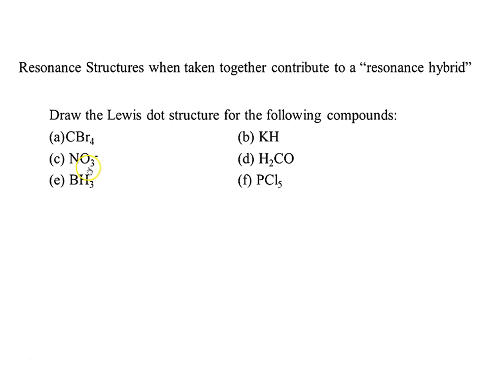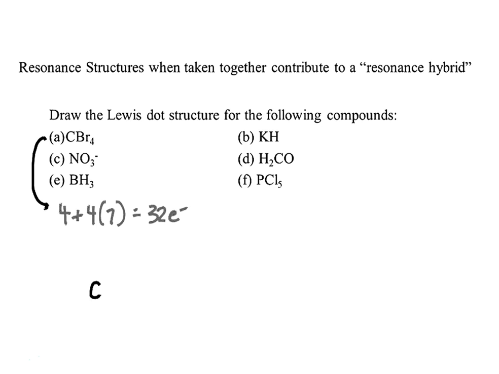Unfortunately, it's the same example that was given in the problem before, but we will practice some problems and you will see what resonance structures look like. Now we're going to do this practice problem, draw the Lewis dot structure for the following compounds. So first we're going to start with carbon tetrabromide.